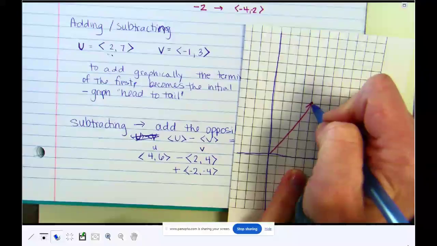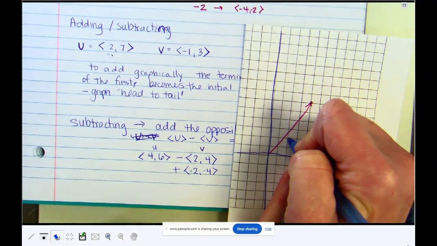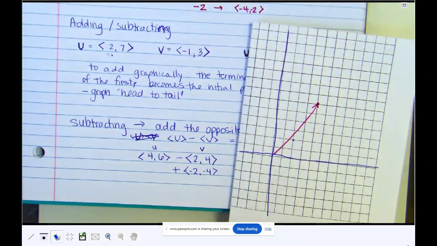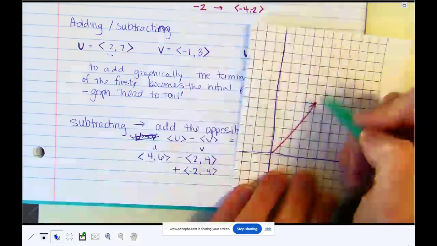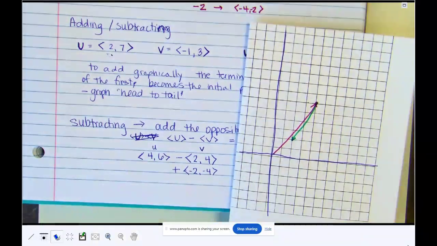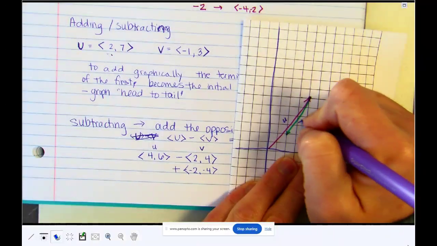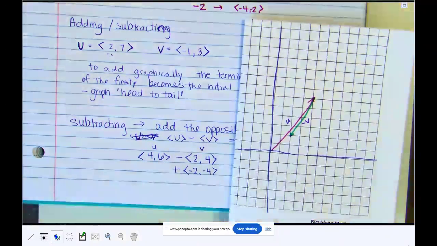So I'm going to go left 2 and down 4. 1, 2, 3, 4. So my other vector is actually here. Yeah, it's a very, very small triangle. Okay, so this is U. This is the opposite of V. So when you put it on your paper, it's not V. It's the opposite of V.